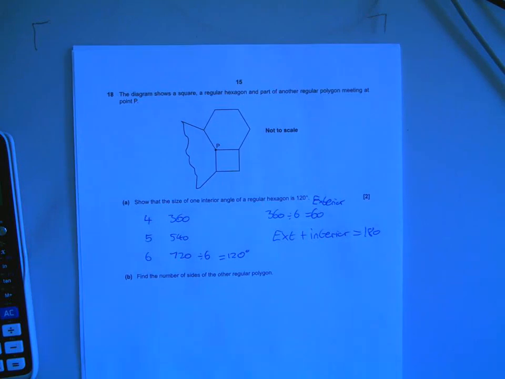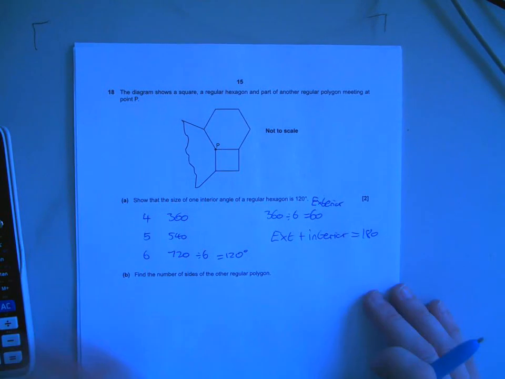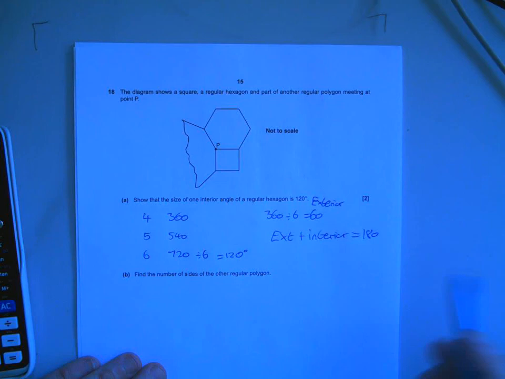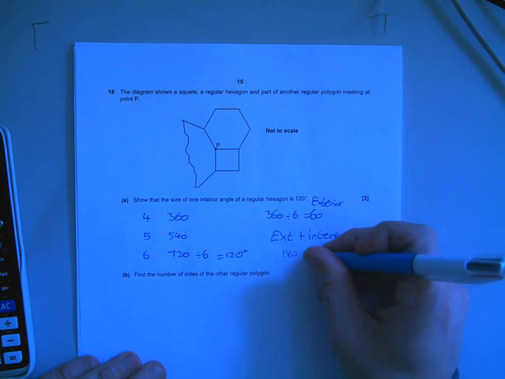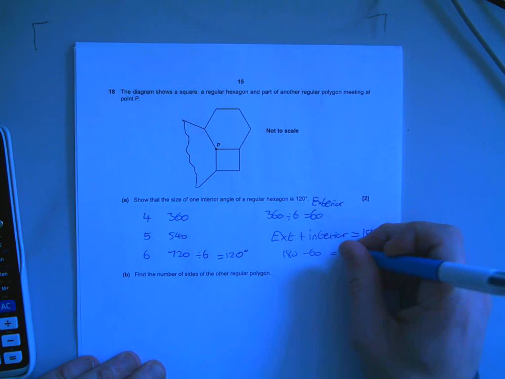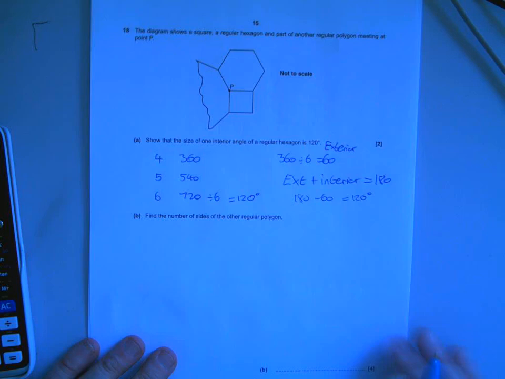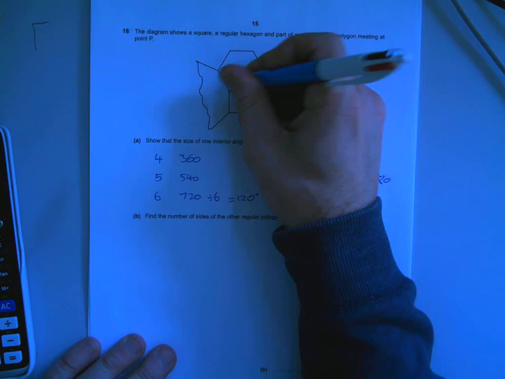And therefore, we can just do 180 minus 60 equals 120. Okay? Find the number of sides of the other irregular polygon. So we've got 120, we've got 90, so that's 210. So I've got 150 left.